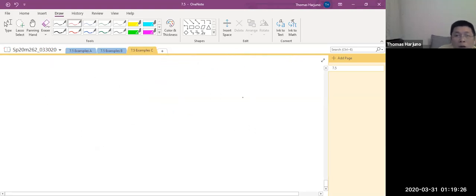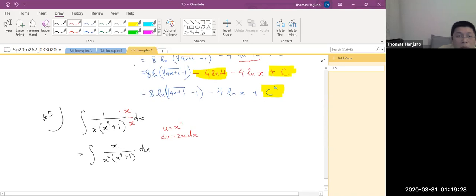Then our integral becomes 1/2 integral du over u squared plus 1. Do you see that?